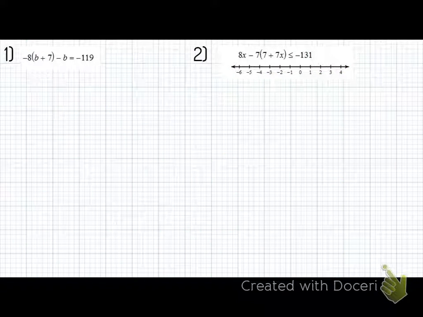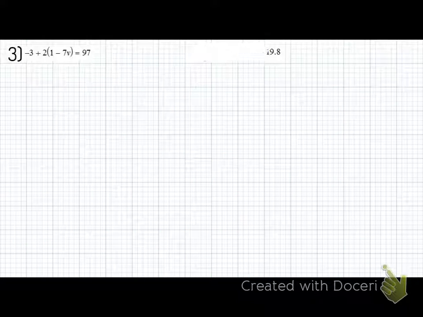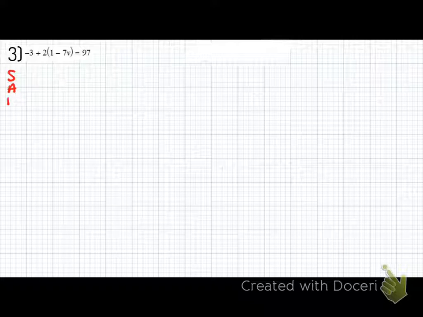So number 3. Let's write down number 3, please. I'm going to put SAD MEP down, backwards order of operations, in case anyone wants to reference that as we go. Okay? So we'll do this one mostly together and then you'll finish it up.